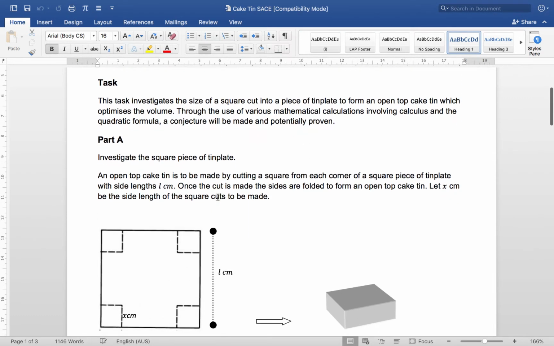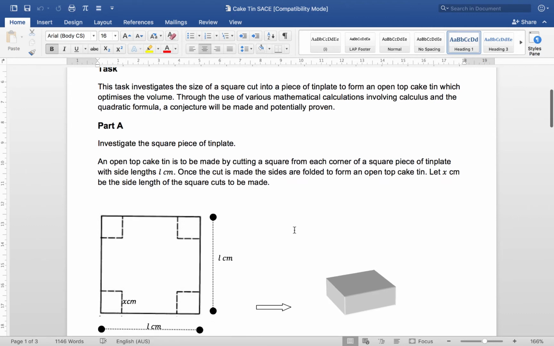So you're going to use various mathematical calculations that involve calculus and the quadratic formula. It's going to be fairly simplistic in the fact you're using the quadratic formula, and make a conjecture. So we'll talk about that in a moment.